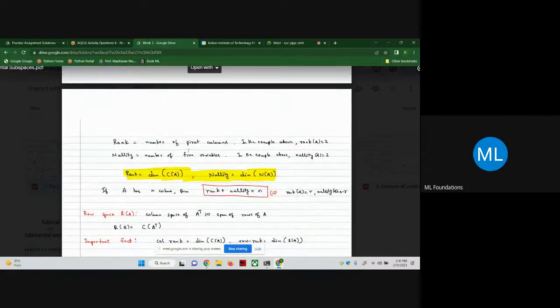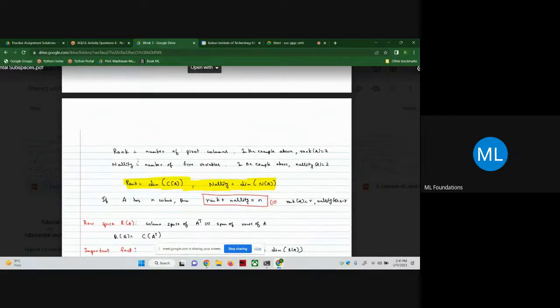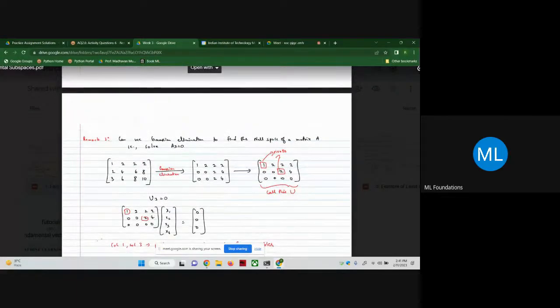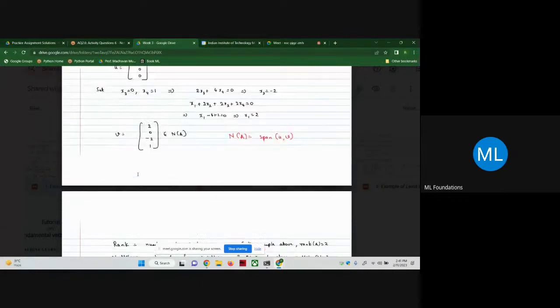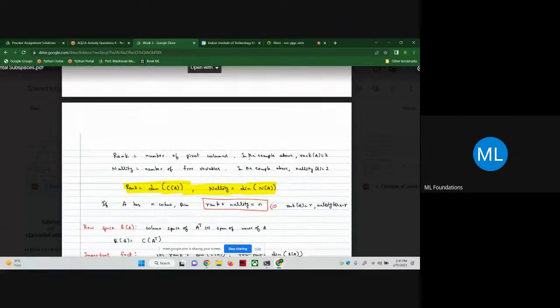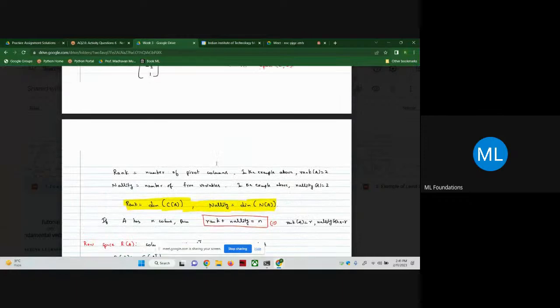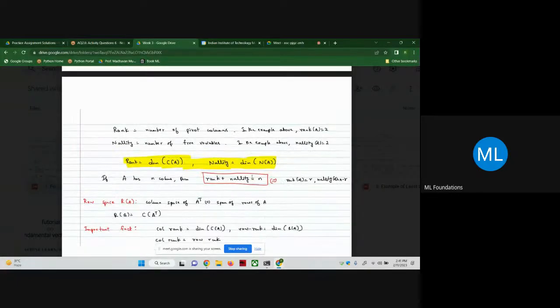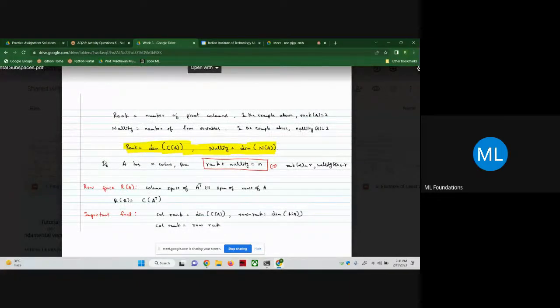Okay, now this is important. The rank is the number of pivot columns. Here you could see we have two pivots, so the rank for this particular matrix is 2. And then the nullity is the number of free variables. In this particular case, these two columns, column 2 and column 4, are free variables. So the nullity will be equal to 2 here.